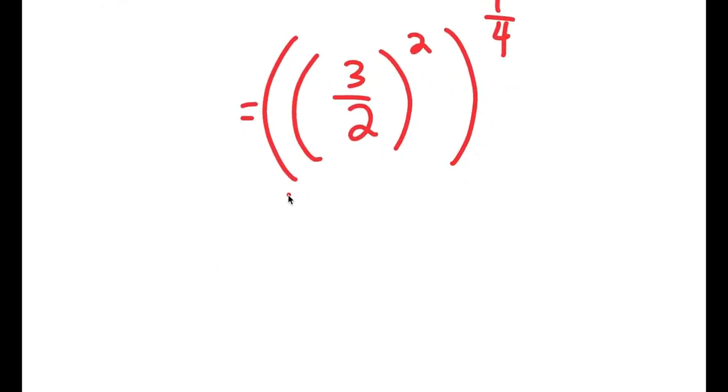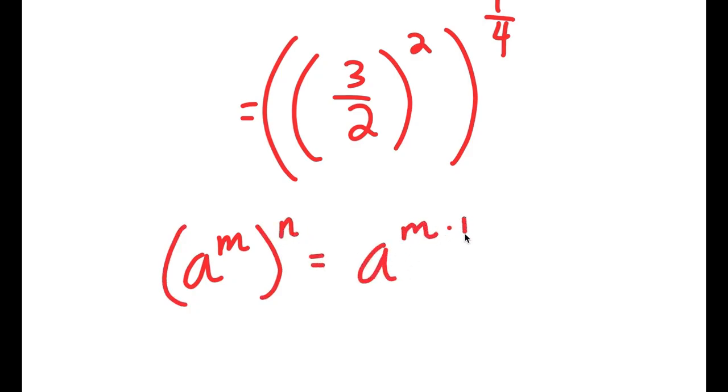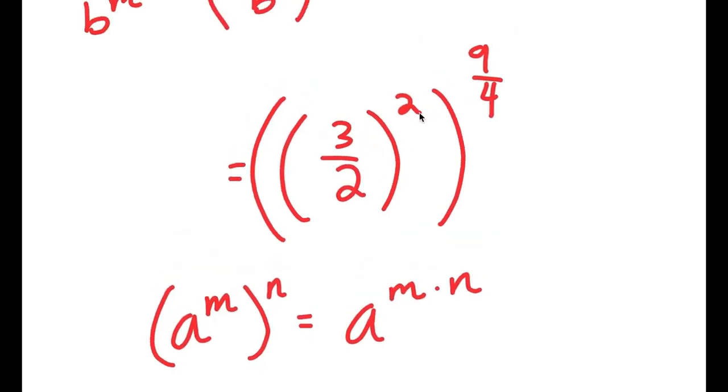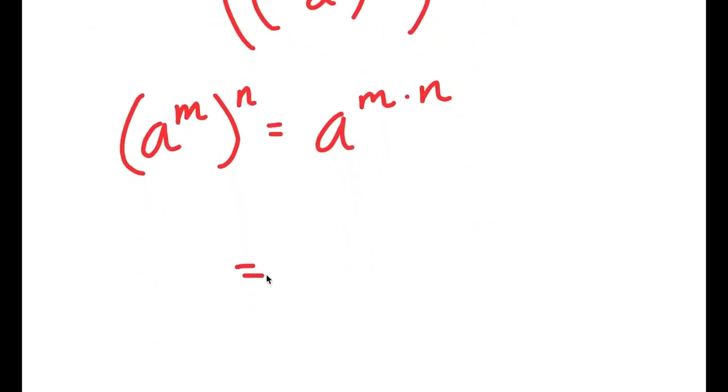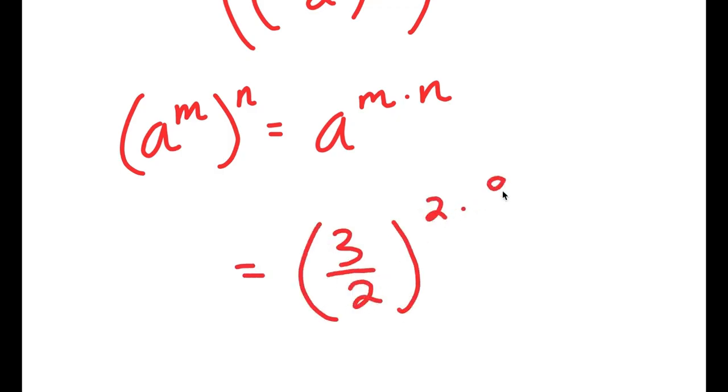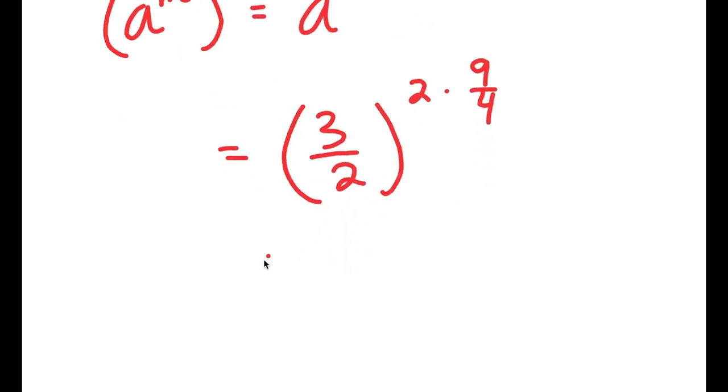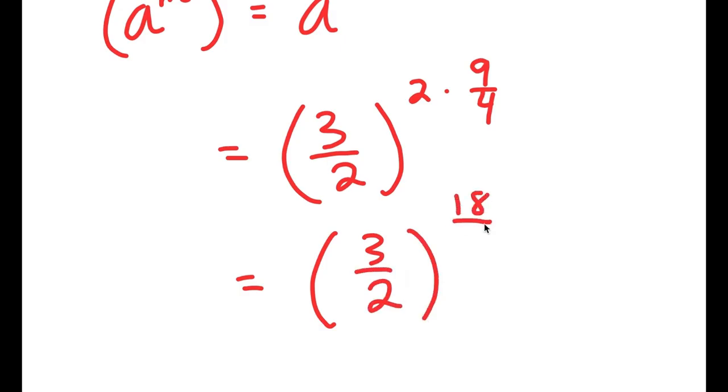Now, if I have something in the form a to the power of m to the power of n, this is equal to a to the power of m times n. So 3 over 2 to the power of 2 to the power of 9 over 4 is the same thing as 3 over 2 to the power of 2 times 9 over 4. And this is equal to 3 over 2 to the power of 18 over 4. And 18 over 4 simplifies to 9 over 2. So I have 3 over 2 to the power of 9 over 2.